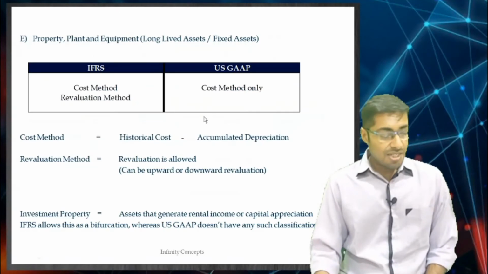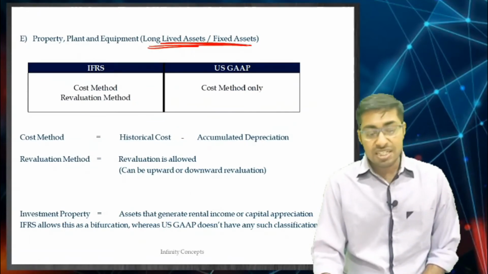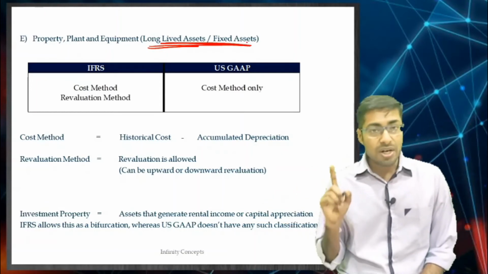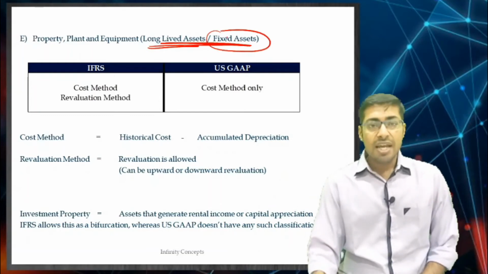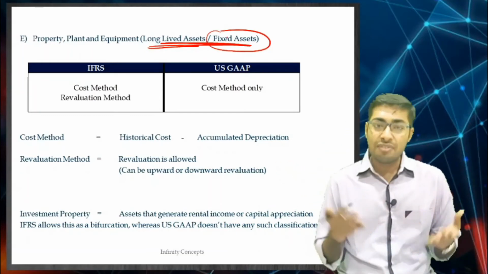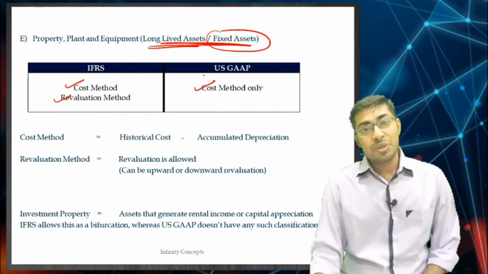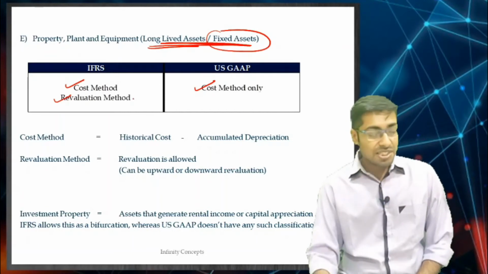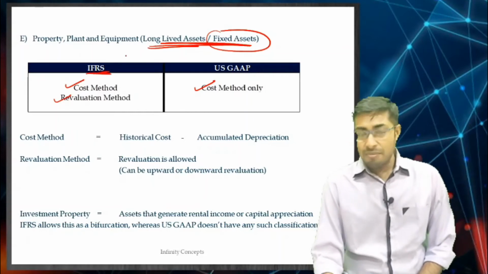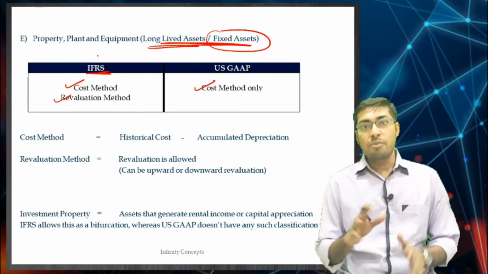Okay, now let us move ahead. Property, plant and equipment, which is long lived assets or fixed assets. We also have a chapter on long lived assets when we go ahead. In popular language we call it fixed assets, in the finance language we say long lived assets. IFRS allows the cost and revaluation methods, US GAAP allows the cost method only. Now what do you mean by the cost method and the revaluation method which IFRS allows? Remember, IFRS is more principle based, US GAAP is more rule based.